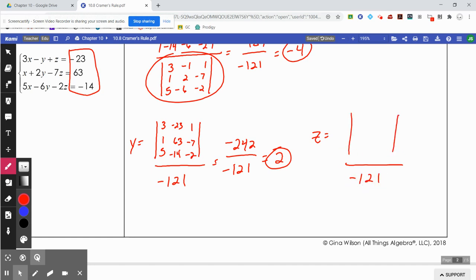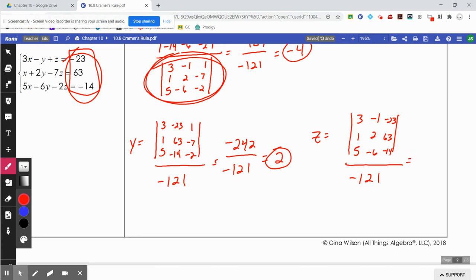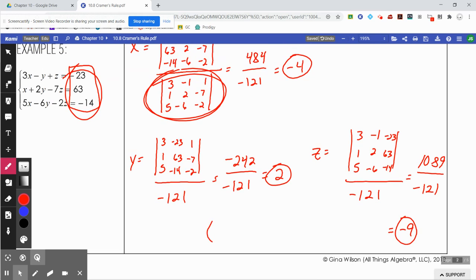The top, you're going to take your x column and y column from your coefficient matrix, which was 3, 1, 5. Make sure you do it from your original coefficient matrix, negative 1, 2, and negative 6. Your z column is replaced with, again, these three numbers, negative 23, positive 63, and negative 14. When you find the determinant on top, you get 1,089. The bottom was negative 121, giving you a final z answer of negative 9. So therefore, the solution to this system is negative 4, positive 2, and negative 9.